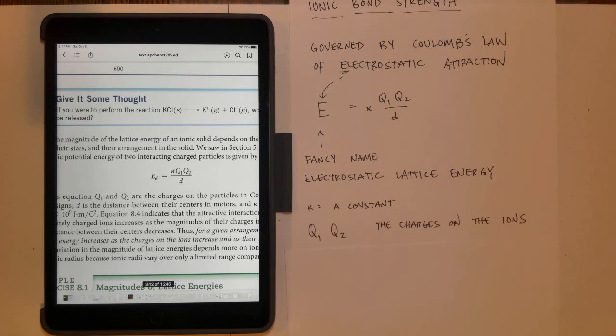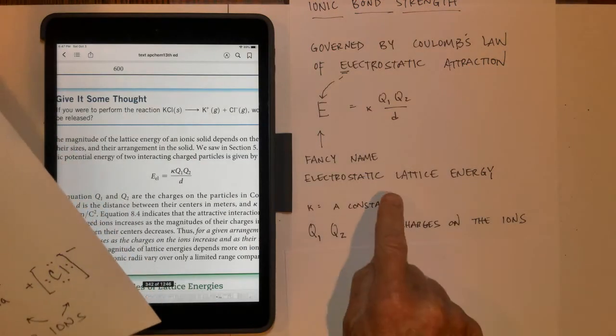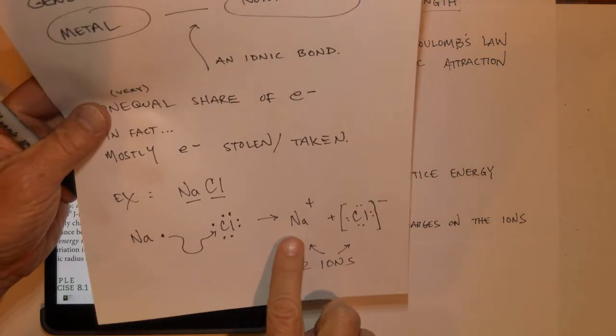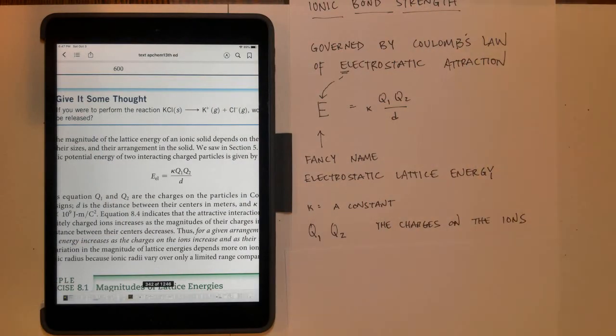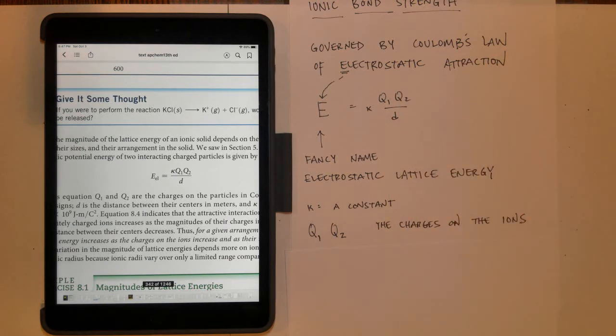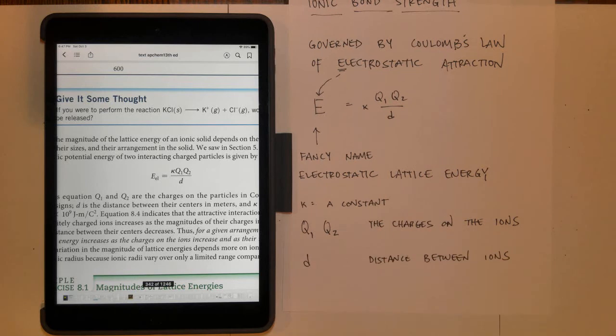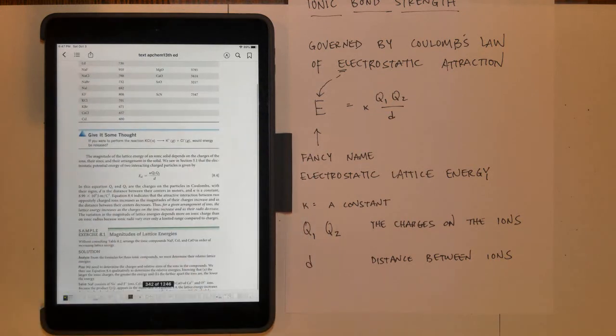Q1 and Q2 are the charges on the ions that come together. So for example, in our Na and Cl, to find the lattice energy that holds them together, it would be positive 1 and negative 1. So 1 and 1. And just use the magnitudes. Don't worry about whether it's positive or negative. You just put in 1 and 1 right there. And then D stands for the distance between the ions. And the distance between the ions is governed by its atomic size, which you learned back in chapter 7. So you need to know the trend of its atomic size.